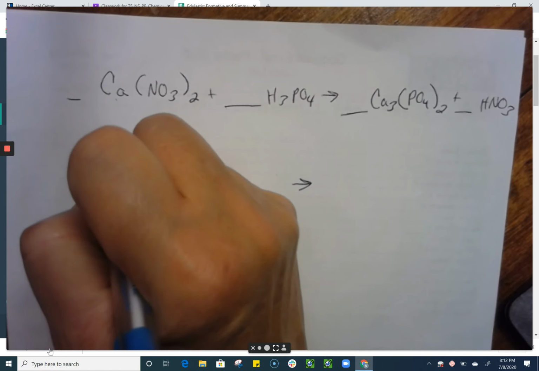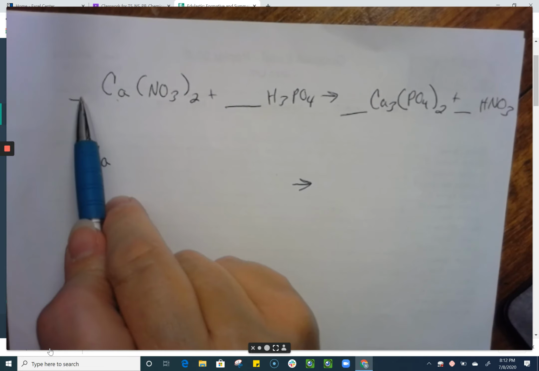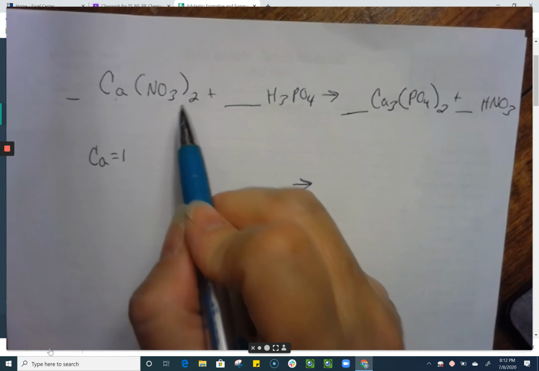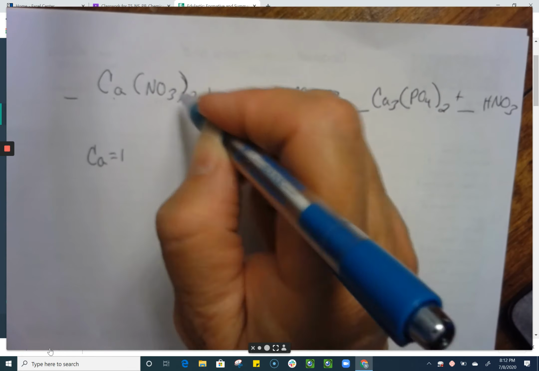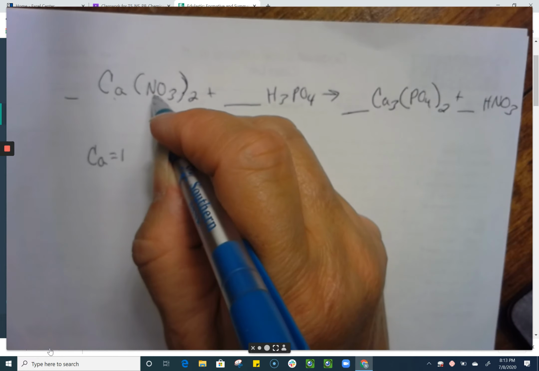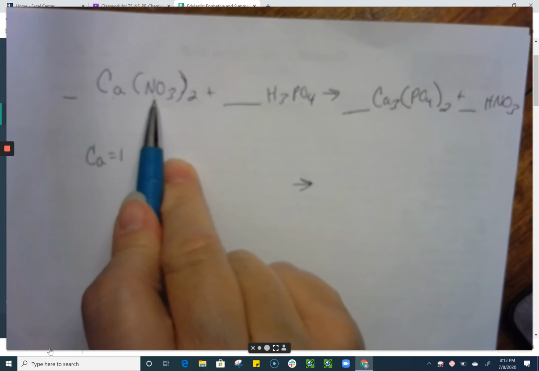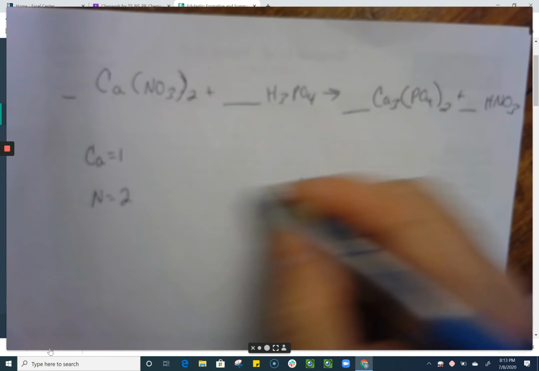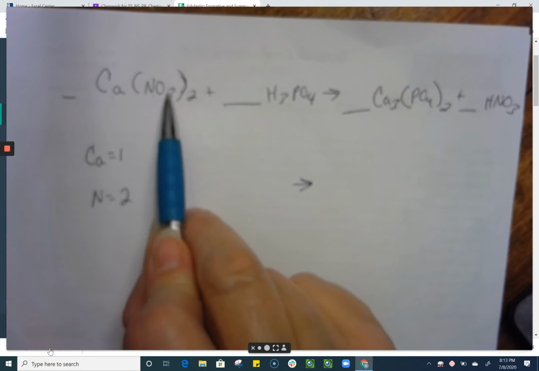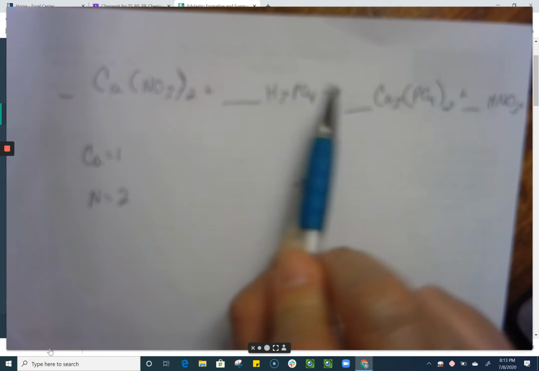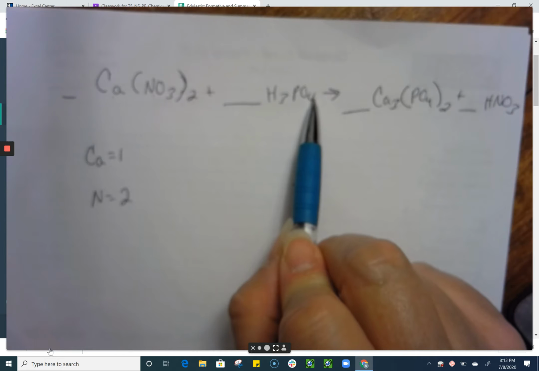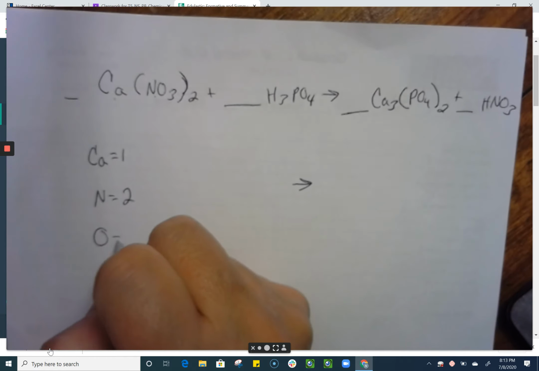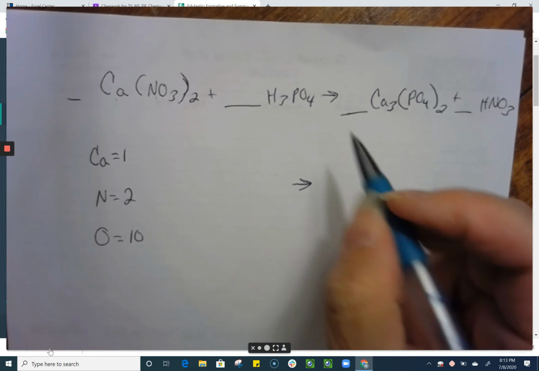I'm going to write Ca. There's not a coefficient. It's understood to be a 1, so right now I have one of those. This 2 back here means I'm going to double everything inside the parentheses. So 2 times 1 for nitrogen means I have 2 nitrogen, no nitrogen over here. So all I have is 2 to the left of the arrow. And 3 times 2 gives me 6 oxygen, but I also have 4 over here. So 2 times 3 is 6, plus 4 more gives me 10 oxygen atoms.